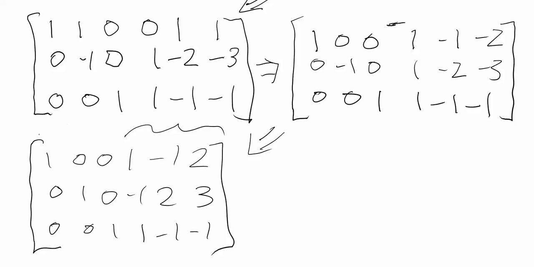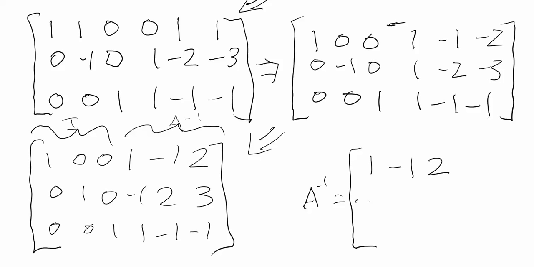Which says that our A inverse is just the right half of what we've just produced. How do we know that? Because the left half has become the identity matrix. So this is now A inverse. So A inverse is equal to 1, minus 1, 2, minus 1, 2, 3, 1, minus 1, minus 1.